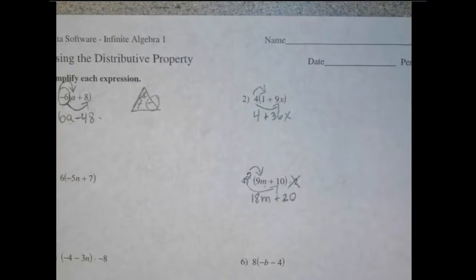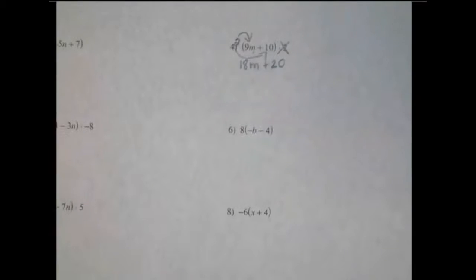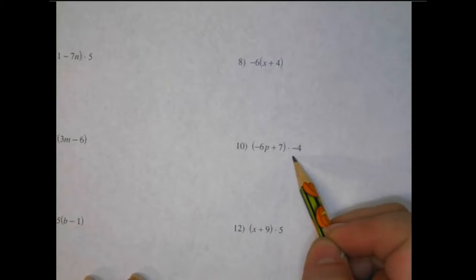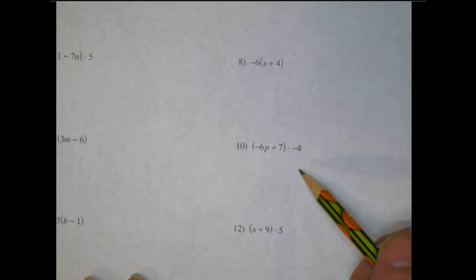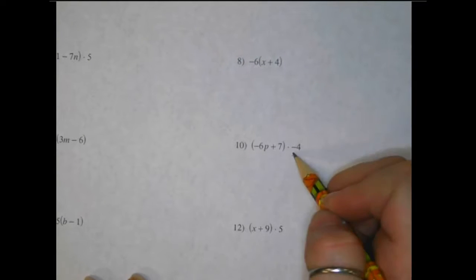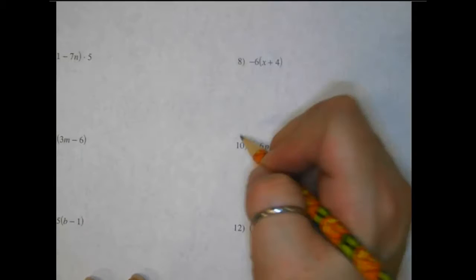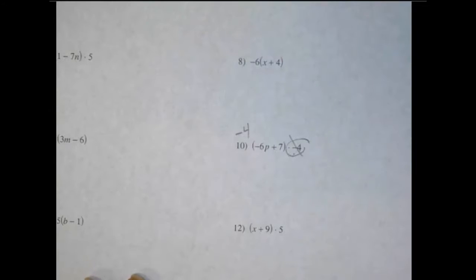Let's look at one more. Which one? Look at the front page. Which one do you think you might want to? 10. 3. 10 looks tricky. Just because it's got a negative, so we're going to go ahead and look at that one. Okay? So it's exactly like number 4. Right? I have a -4 though. So I'm going to cross that out.